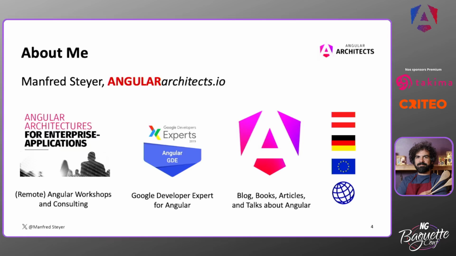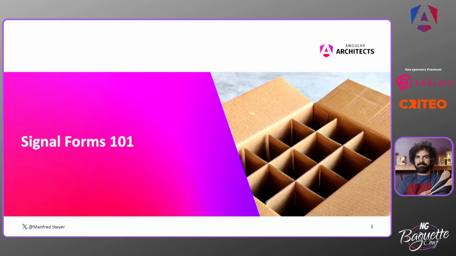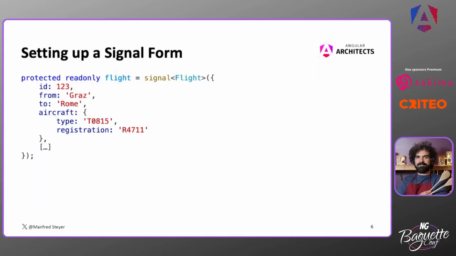Before we jump into the advanced topics, let me quickly give a primer into signal forms, just a tiny amount of slides to get everyone on board. So when it comes to signal forms, you start with a signal, with a data structure representing your form. And this data structure can be deeply nested. As you see here, I have a flight with an aircraft. It could even have prices and so on and so forth.